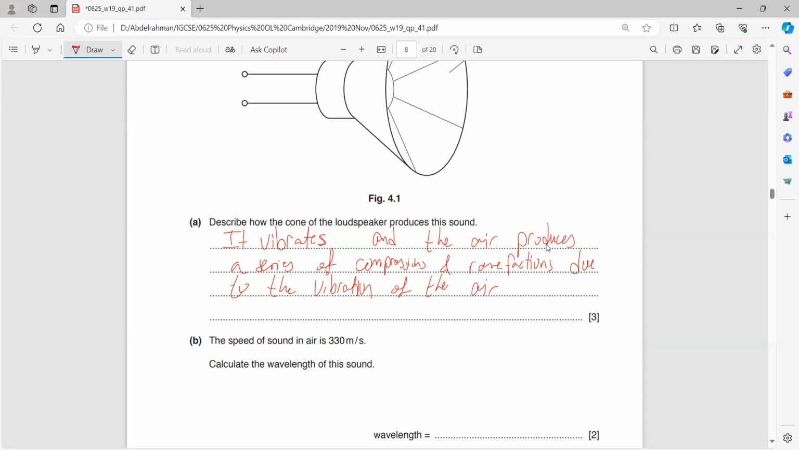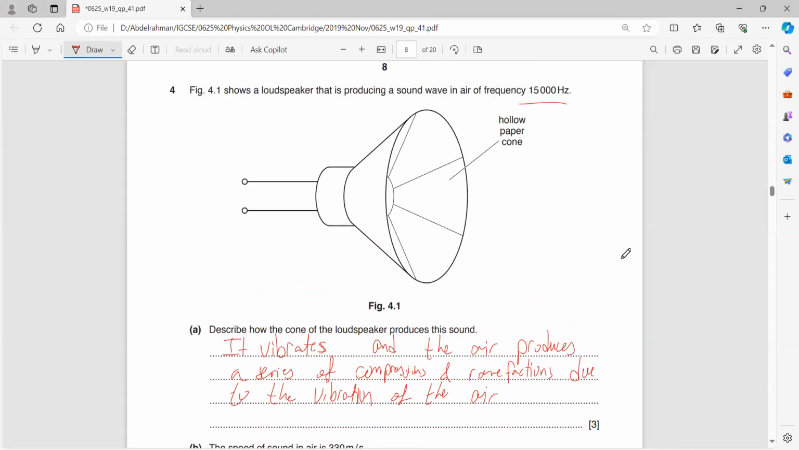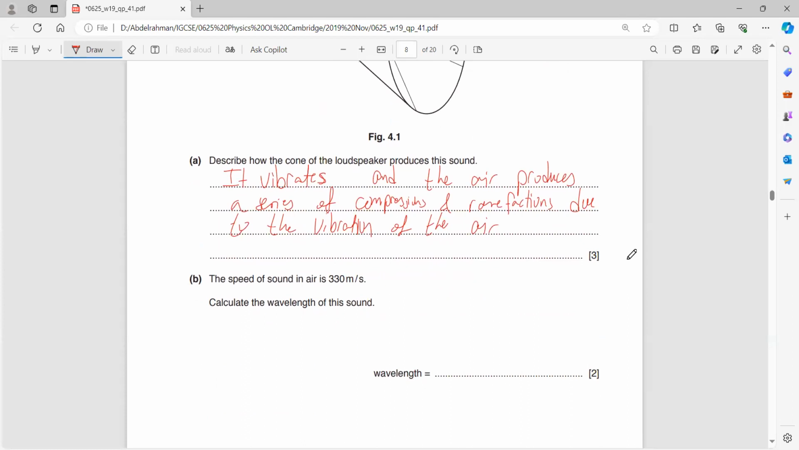It all has to do with vibration. We could say at the end that the frequency of these waves produced is 15,000 hertz. That's not a problem. Or at a rate of 15,000 waves per second. That's okay too. Okay, the next question is very easy.